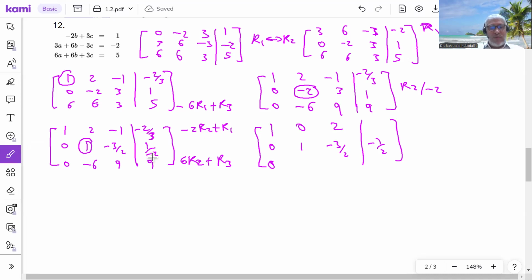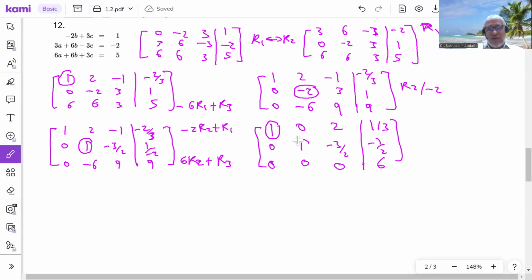-2 times 1 over -2 is 1. 1 minus 2 over 3 is 1 over 3. Now the last row, 6 plus minus 6 is 0. 6 times -3 over 2 is -9 plus 9, that's 0. 6 times 1 over -2 is -3 plus 9, that's 6. Now I have the first column finished. I have a leading 1 and the numbers below zeros.